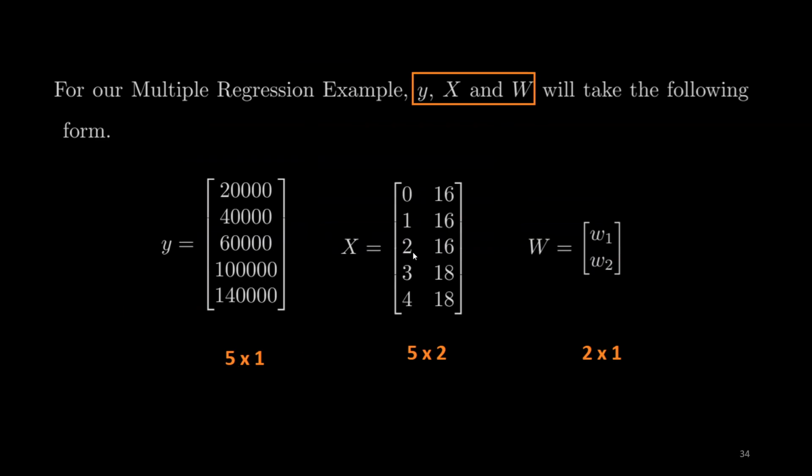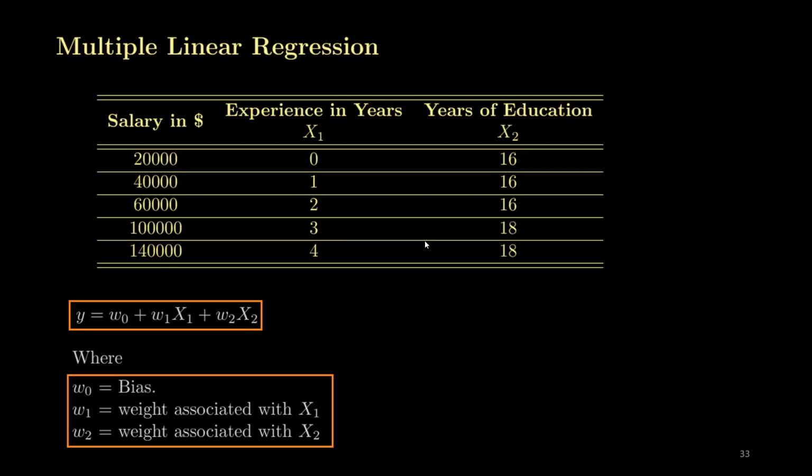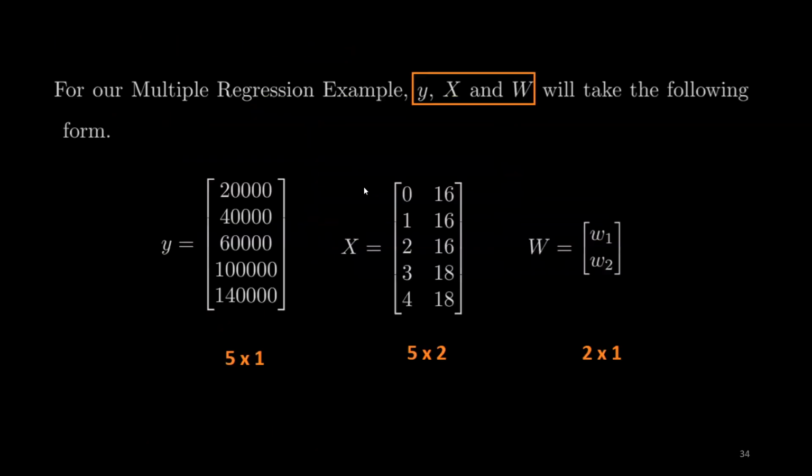Now here we have 5 samples, but we have 2 features. If I go back and see, we have 2 features, x1 and x2. These features are present in this X matrix, which is the matrix of features. It has 2 columns and 5 samples, so its size is 5 by 2. For W, it has only 2 values, so there are 2 rows and 1 column. So this is our weight matrix. Since we have 2 features, we have 2 weights.